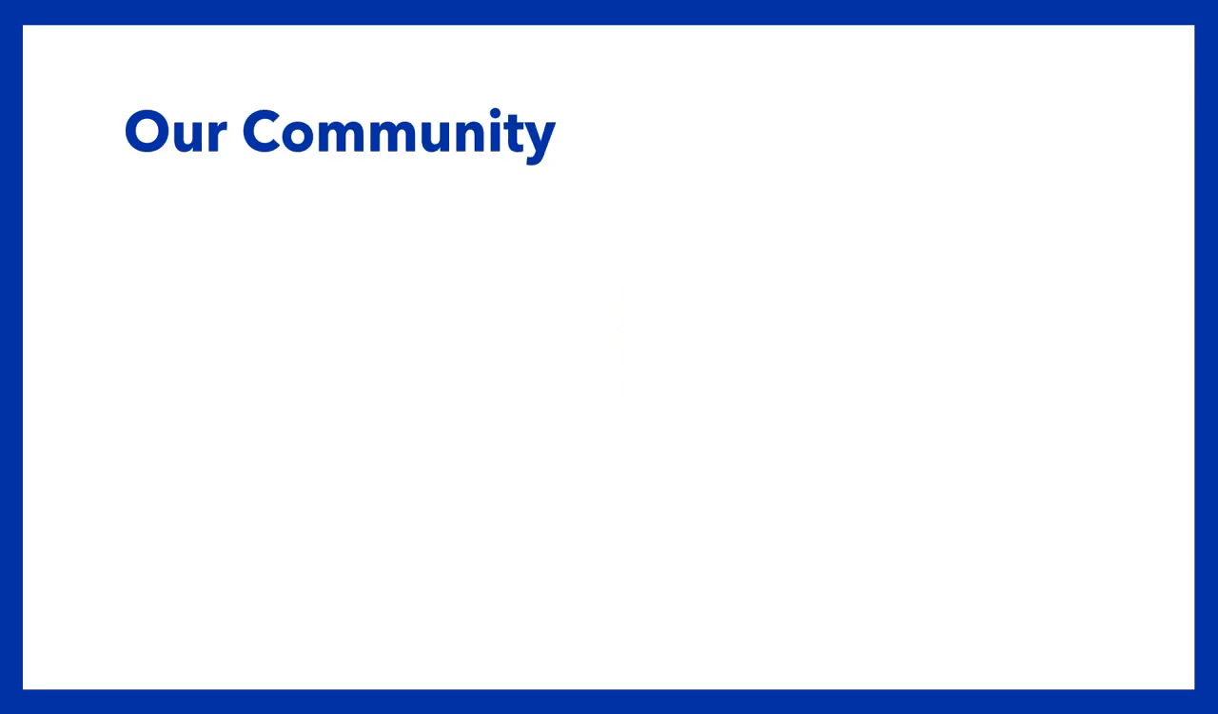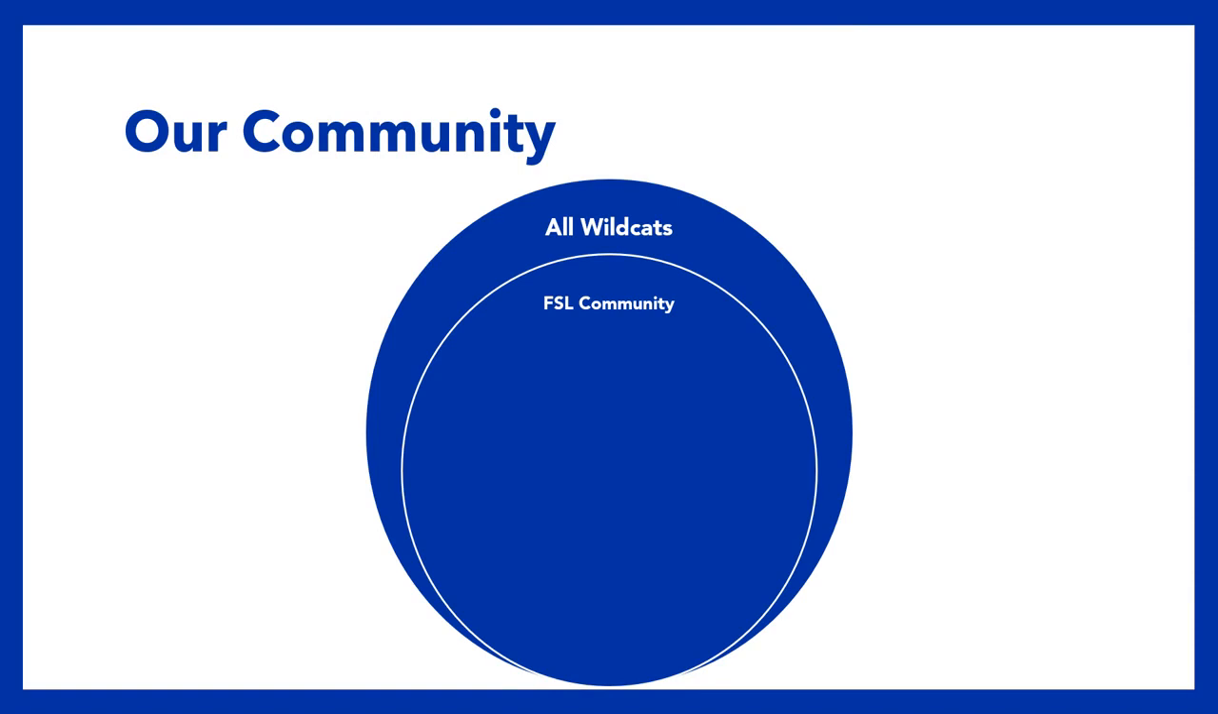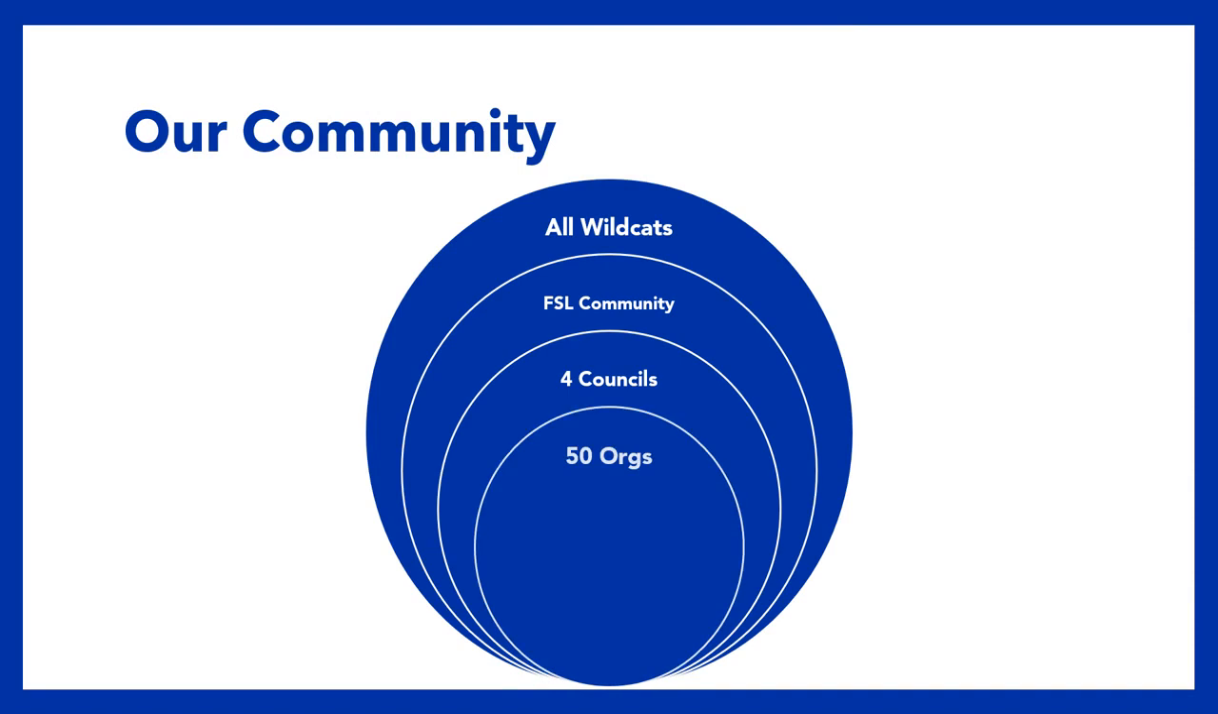So now let's talk about our community as a whole. When we come to UK, we are all wildcats to begin with. You then make the decision to potentially join the fraternity and sorority community. Our community is split up into 4 councils. These 4 councils oversee nearly 50 organizations. In these 50 organizations, we have 6,000 undergraduate members.